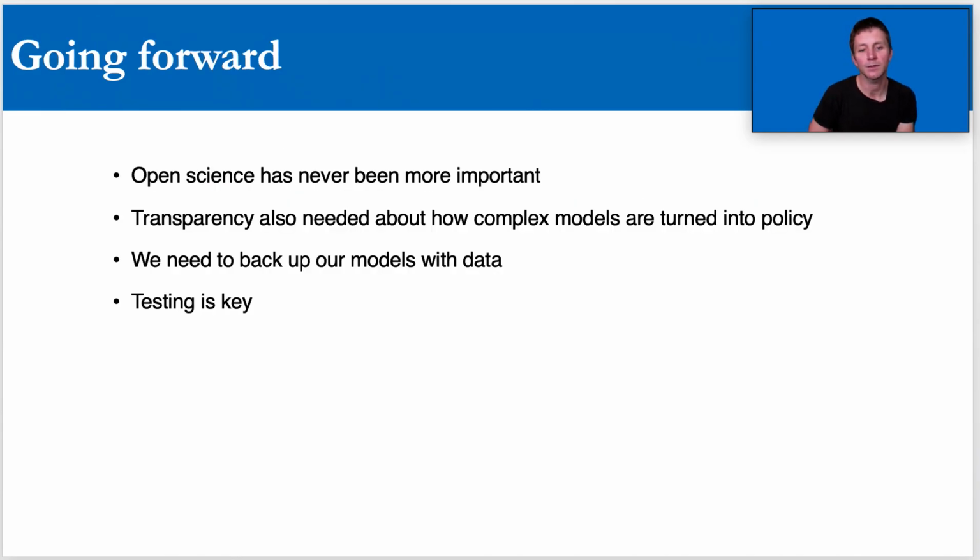So I'll just finish off with a few personal opinions about going forward. In my opinion, open science has never been more important than now with this case. One thing that's been a bit of an issue at times is that it's not been ultra transparent exactly how policies, particularly with the UK government, have been based on science, models and data. Good open science involves sharing models, sharing code, and also being transparent about how those models are turned into policy. And I think a spirit of openness would be very much welcomed going forward.